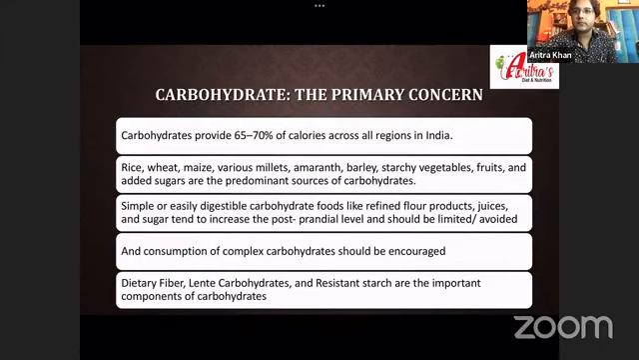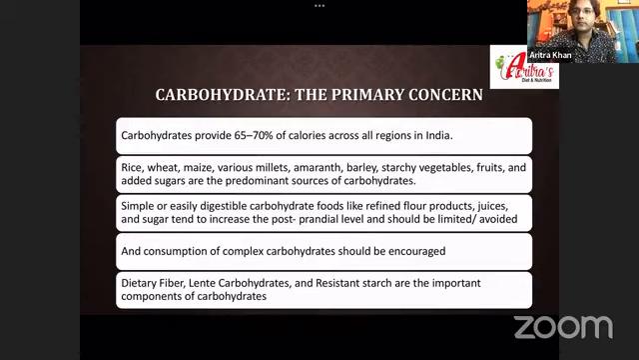Basically, we encourage having a good amount of dietary fiber, both soluble and insoluble. The role of soluble dietary fiber, like pectin and mucilage, is to form a gel, which improves insulin sensitivity and reduces insulin resistance. If insulin resistance is reduced, then diabetes will automatically be controlled.